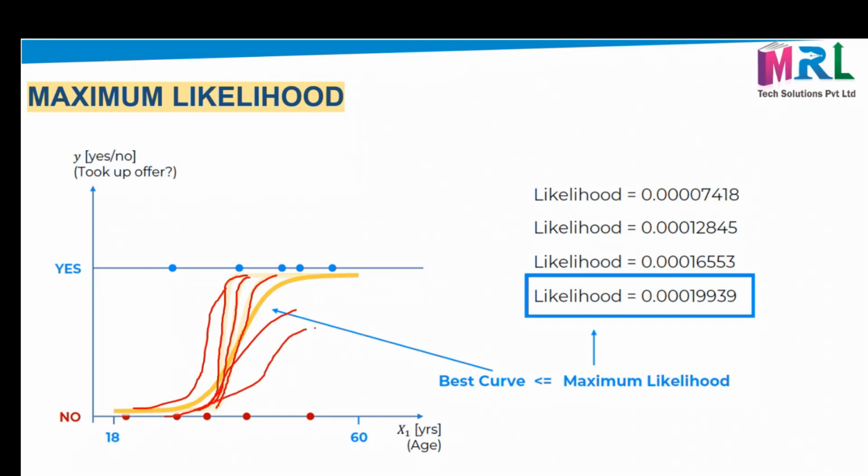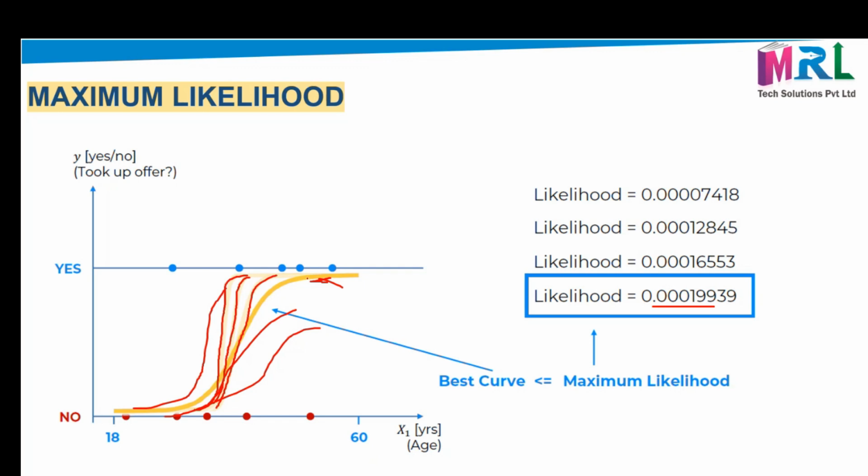Like this, many lines. The curve which has the highest value will be considered the maximum likelihood curve. In this case, this is the maximum likelihood curve. Are you able to understand this? This is how we find a curve which will have less error. In linear regression, we used gradient descent to reduce the cost function. Here, because it is a probability, we are going to use the maximum likelihood method.